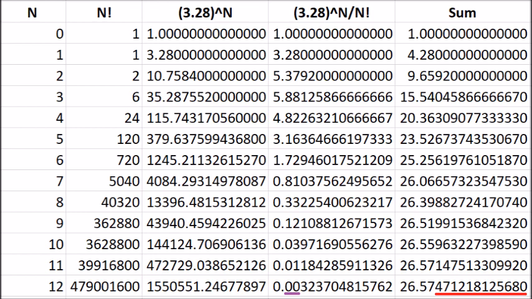Before we move on, take note that after 13 terms, we have only converged to 4 digits of accuracy total. Is there a better way to do this?